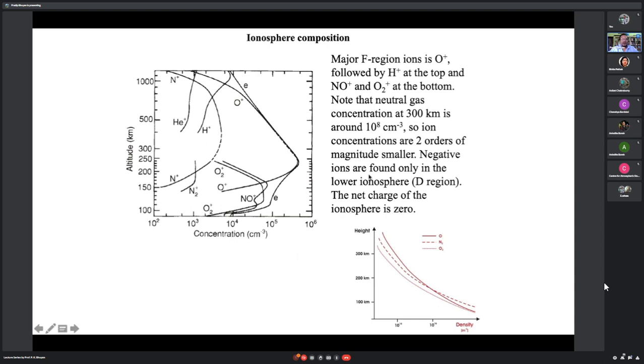Negative ions are found only in the D region. Already I have talked about this, and also that the net charge of the ionosphere is 0. If you have a measuring instrument which measures the total charge of the ionosphere, positive or negative, it is 0. We will consider the amount of negative charge equal to the amount of positive charge.